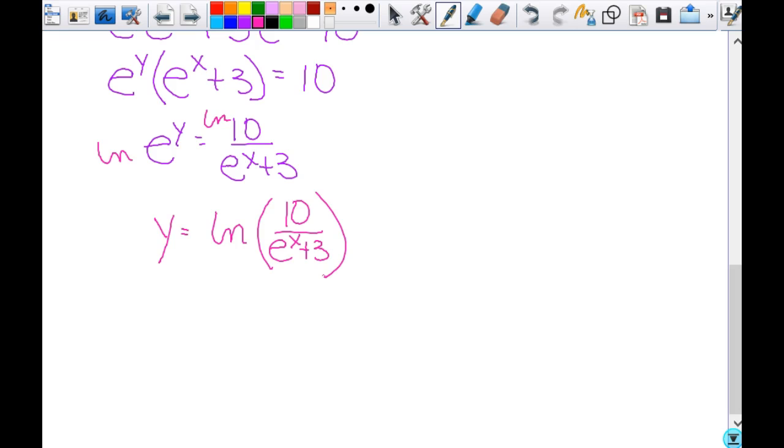The problem here is that this is an irrational number, right? Are you allowed to have an irrational number in the denominator? So that's the problem here. The other one that had a fraction, the denominator wasn't an irrational number, so we just left it. Does that make sense? So in order to do this, how do you expand this when it's division? Subtraction. So y equals the natural log of 10 minus the natural log of e to the x plus 3.